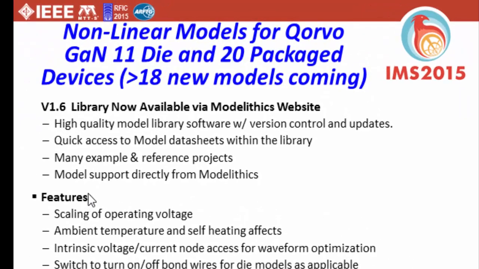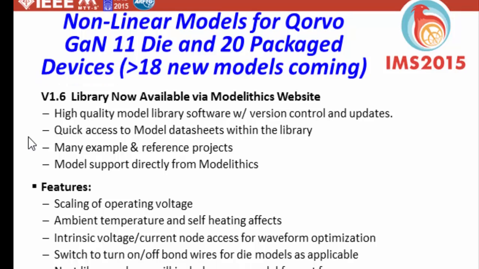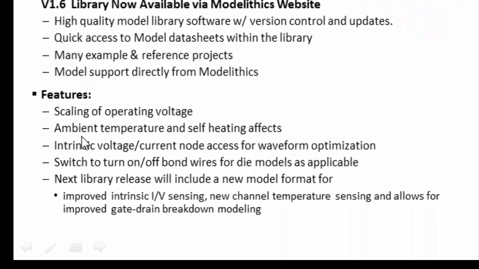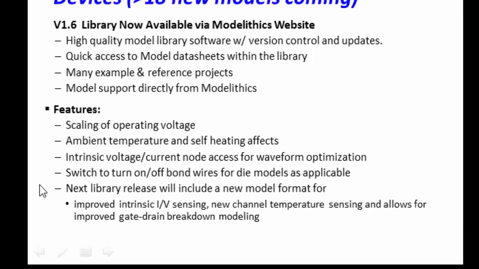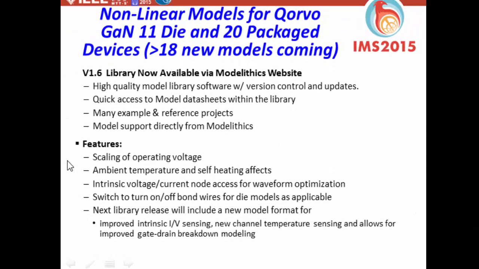Some of the advantages of the model library support being provided by Modelithics and the features of the models are listed here. Just to name some of the features, for some models the quiescent bias voltage is scalable, the models have ambient temperature, and the models have self-heating effects included. One of the important PA design trends being supported is to provide access to the intrinsic voltage and current nodes of the transistor.